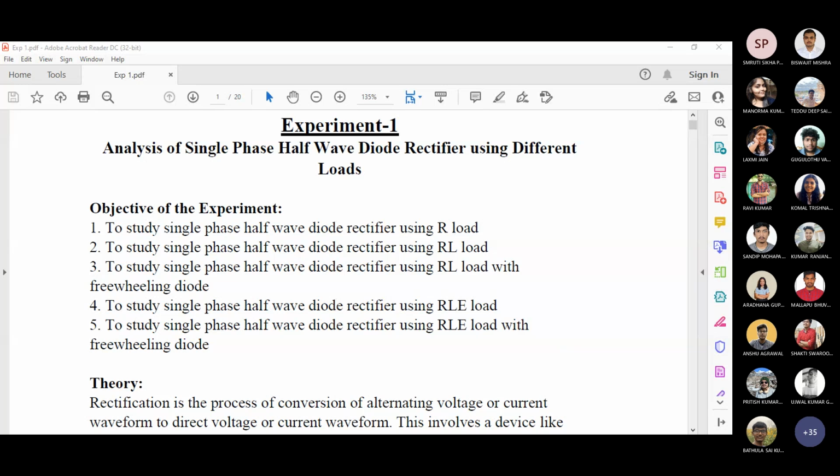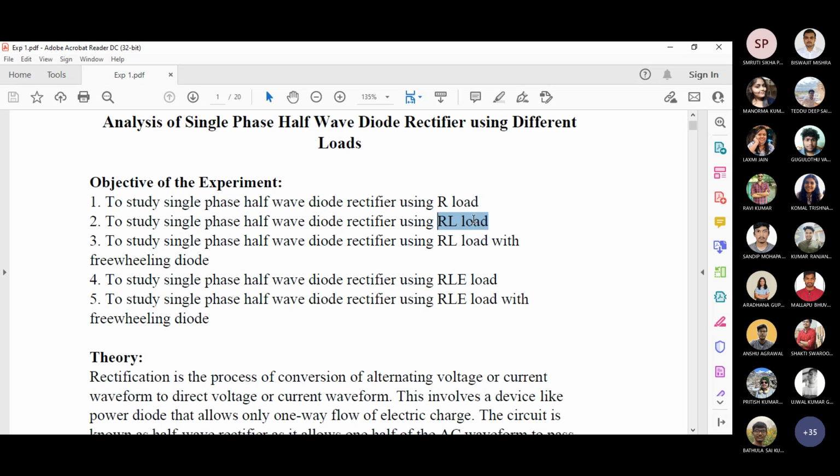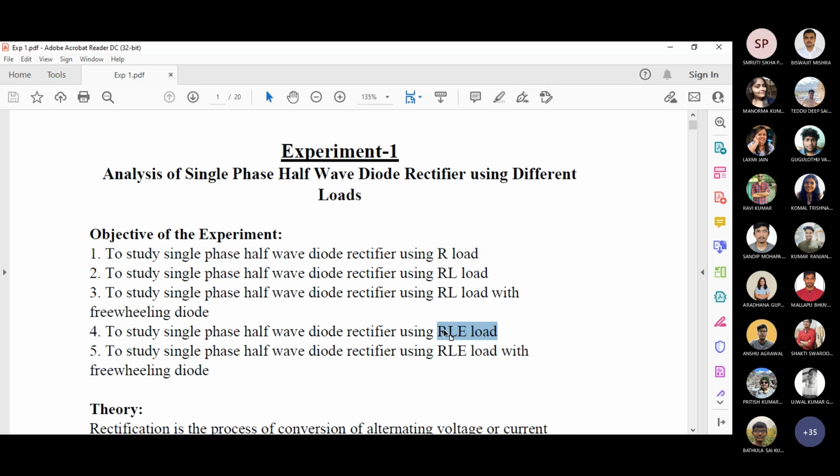The title of the experiment I have already discussed: analysis of single phase half wave diode rectifier using different types of load. What are the different types of load? That is your R load, RL load, RLE load with freewheeling diode, RLE load, and RL load with freewheeling diode, RLE load, and RLE load with freewheeling diode. This is a very simple experiment.